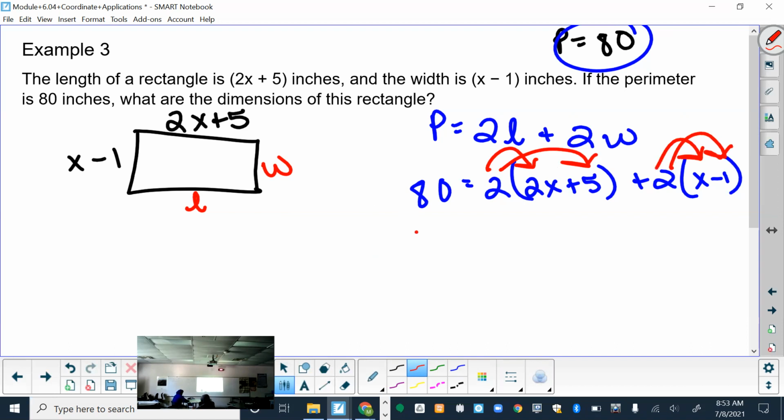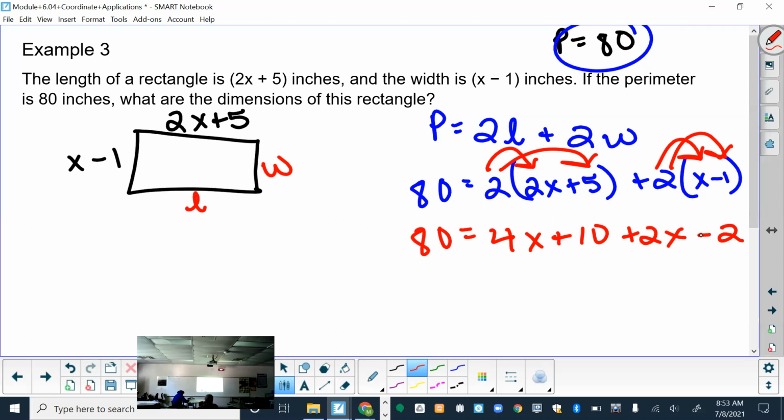On the left side, we didn't do anything to it, so just bring it down. On the right side, multiply the outside number by the inside numbers. What's 2 times 2x? 4x. 2 times 5. And then onto the second set of parentheses. What's 2 times x? 2x. And 2 times negative 1. 2. Positive or negative? Negative. Good.